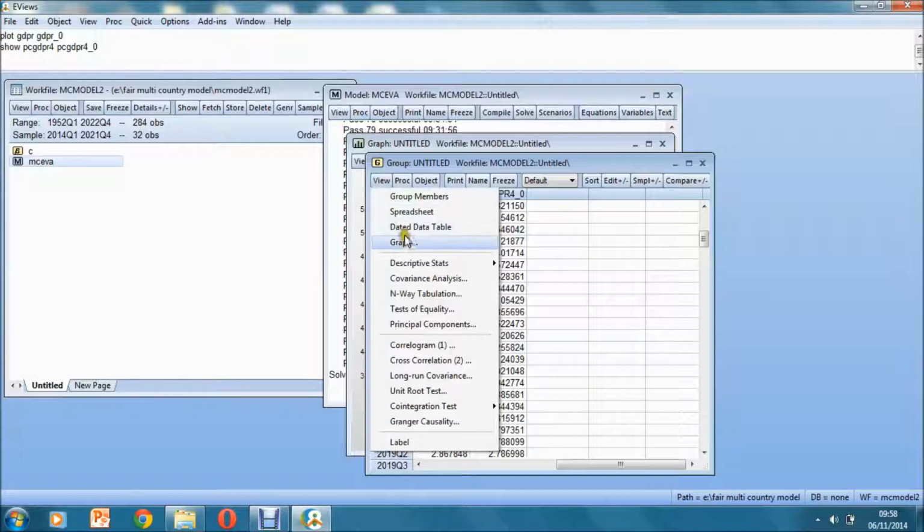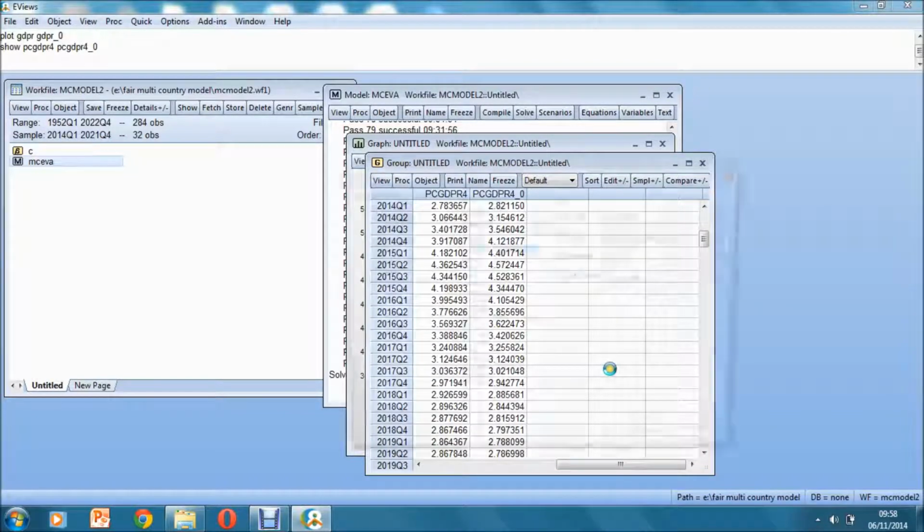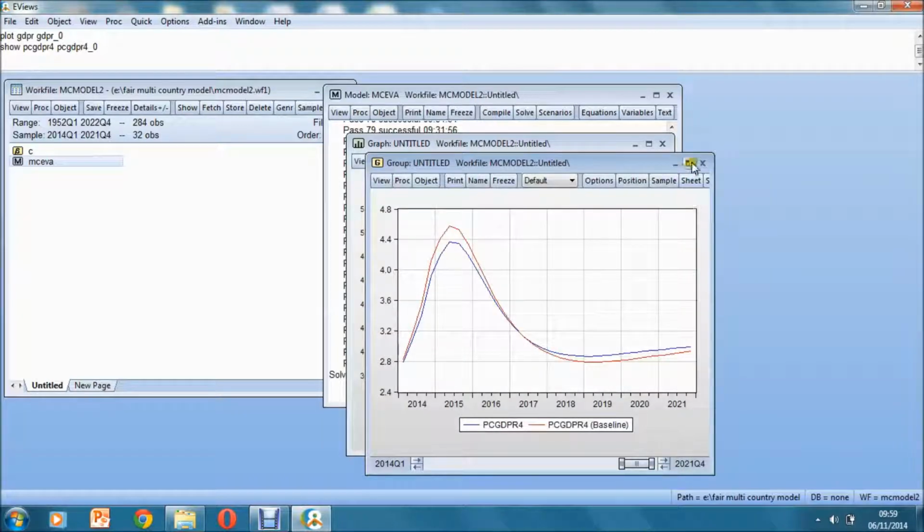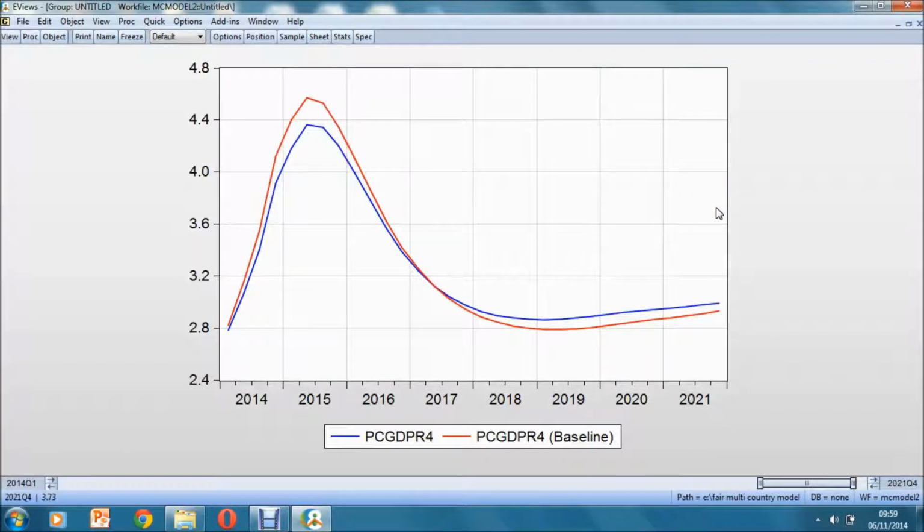We go to View, Graph, Single Graph here, and we look at the two series, then we see that the red line, which is the EViews solution, and the blue line, which is the Fair solution, have a very similar pattern, but there are noticeable differences, particularly at the peak here. After about 2 years into the simulation, we see that there is quite a noticeable difference between the two solutions.